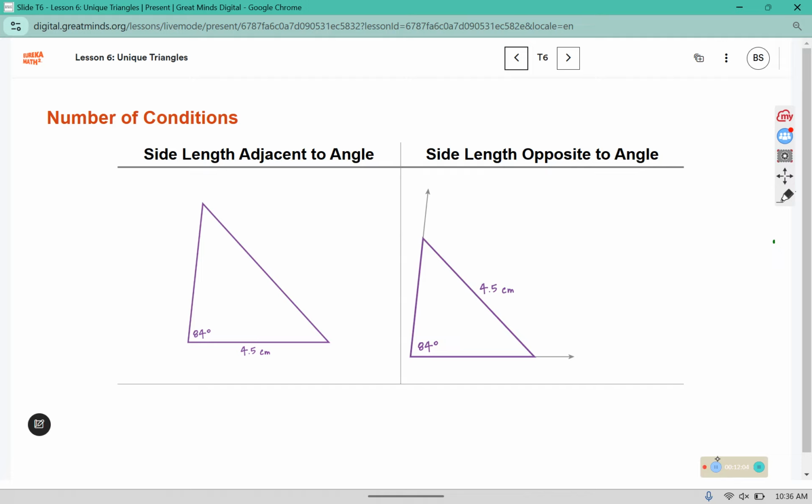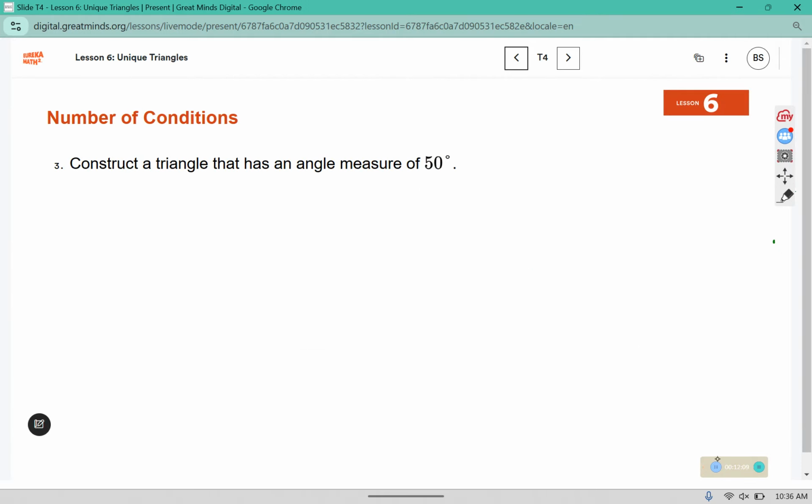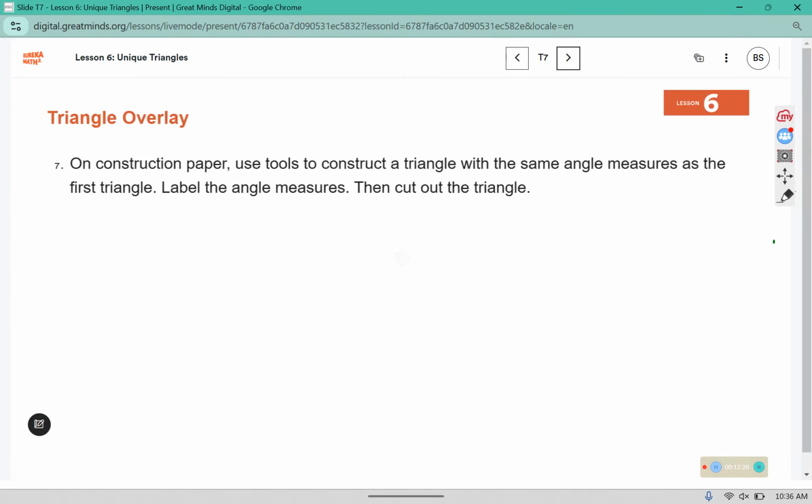Since 2 criteria was not enough to guarantee identical triangles, there's 2, there's 2, there's 2, and here we only had 1, do you think that 3 criteria will be enough to create identical triangles? We're going to create a triangle using 3 of the same angles and then do the same thing again, but with those same angles, and we're going to cut it out and see if they are identical triangles. So this time we're using 3 criteria, and the 3 criteria are the angles.